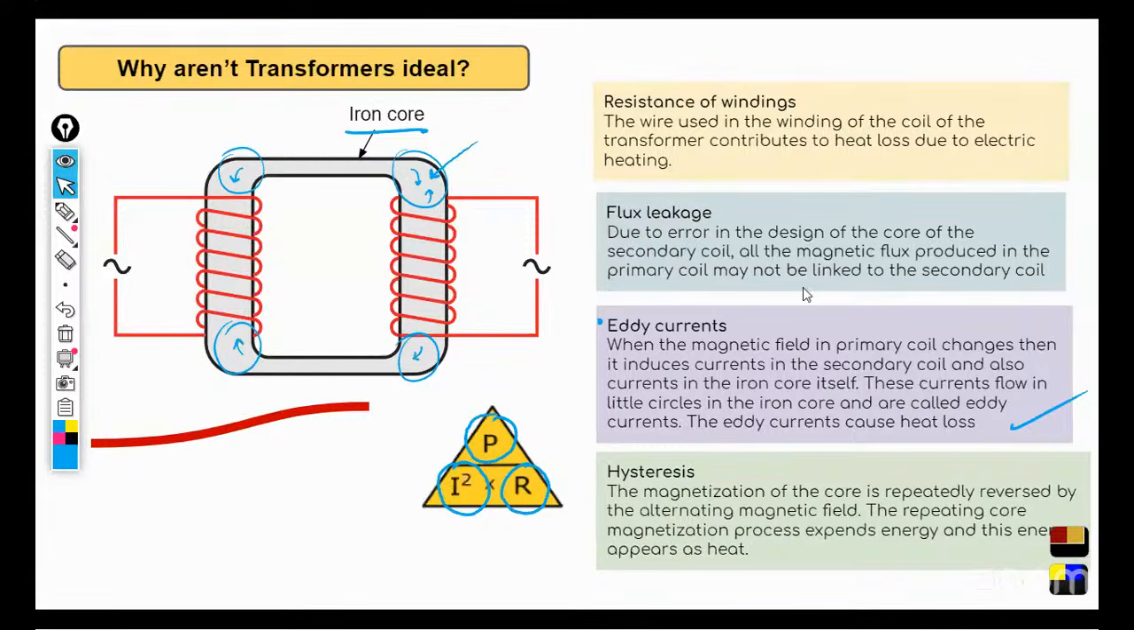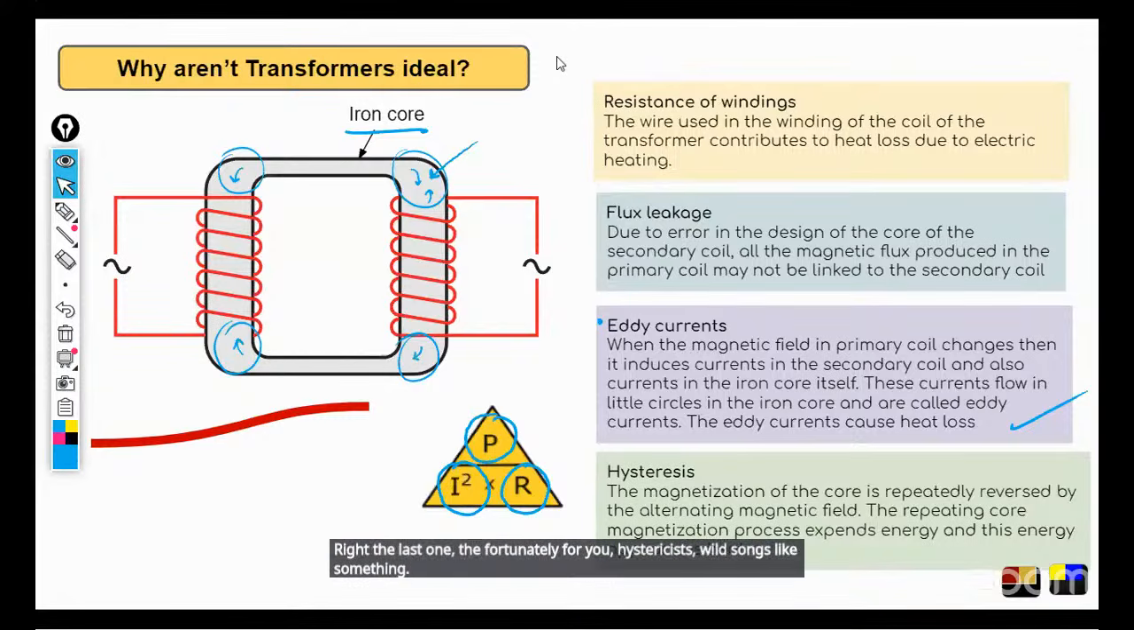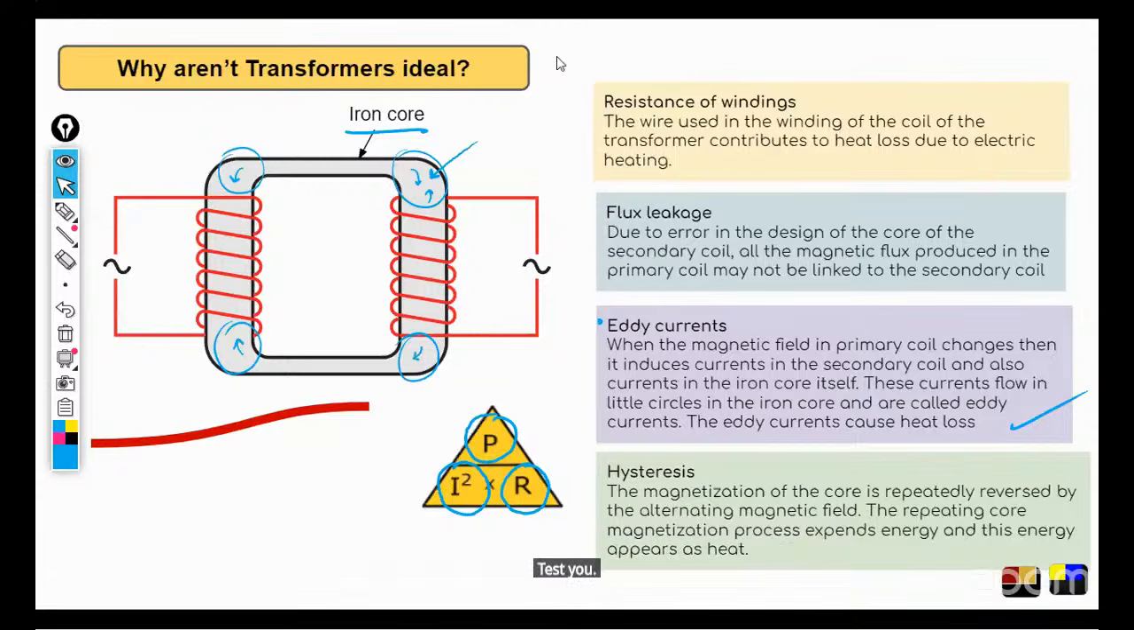You should be finished there now. Right. The last one, fortunately for you, hysteresis. While it sounds like something complicated, actually it is kind of complicated. The examiner isn't going to test you on it too much, right?